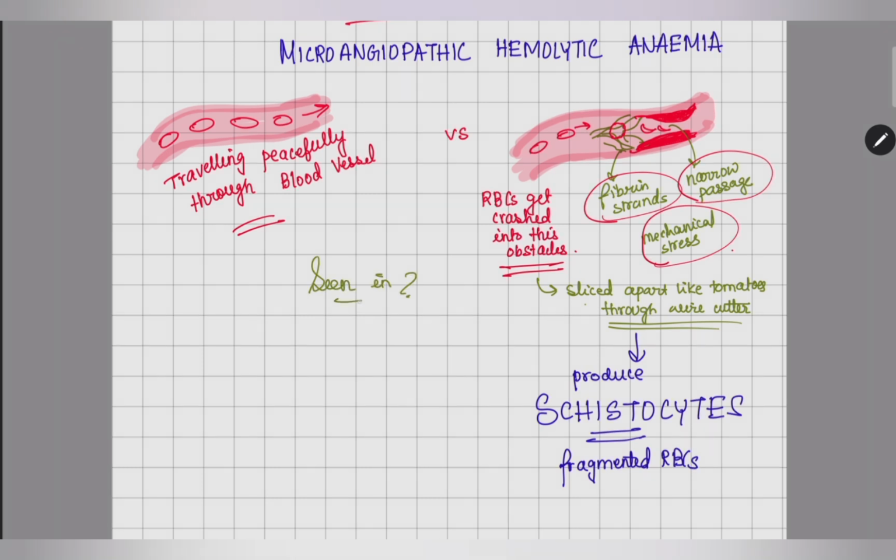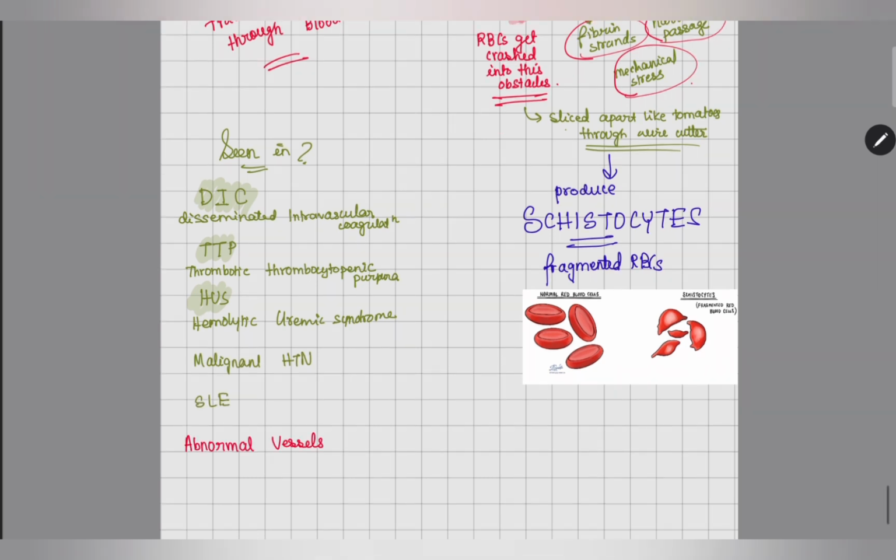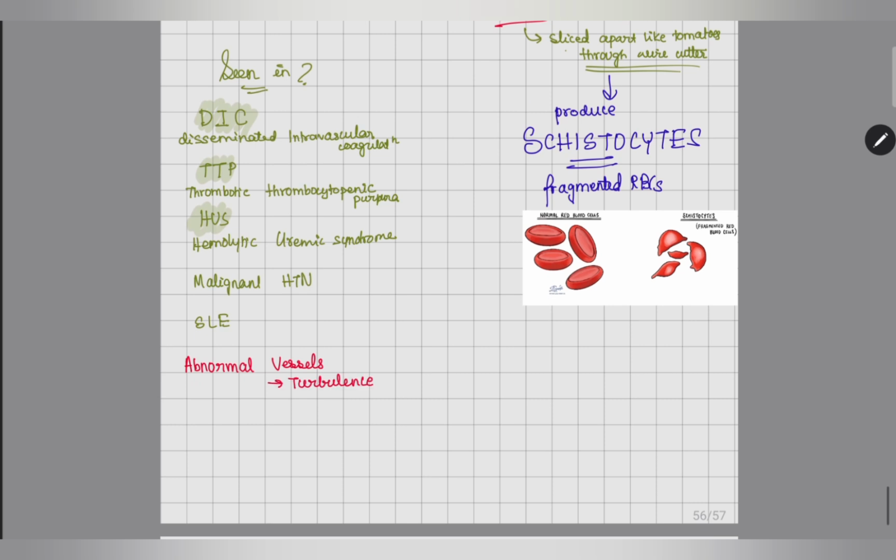Now, where are these conditions seen? First of all, it is seen in DIC, that is disseminated intravascular coagulation. Then it can be seen in TTP, that is thrombotic thrombocytopenic purpura. Then it can be seen in HUS, that is hemolytic uremic syndrome. It can be seen in malignant hypertension, SLE, etc. These abnormal vessels lead to turbulence, which results in the accumulation of fibrin strands and causes mechanical RBC injury, and this will lead to fragmentation hemolysis.